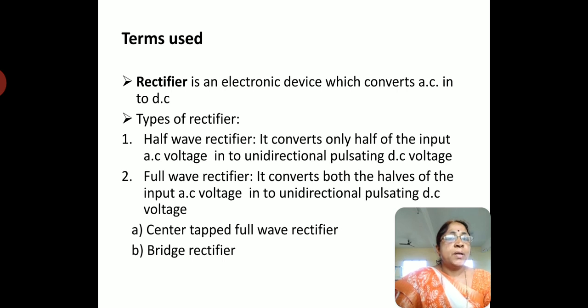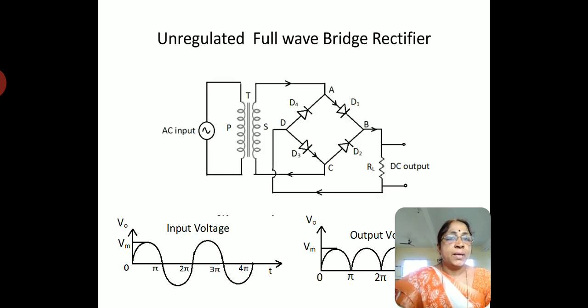A center tapped full wave rectifier is one type of full wave rectifier, and the bridge rectifier is another type. In the center tapped full wave rectifier, we use two diodes and a center tapped transformer. In a bridge rectifier, we use four diodes and we do not use a center tapped transformer. Compared to the center tapped type, the bridge rectifier is used in the power supply.